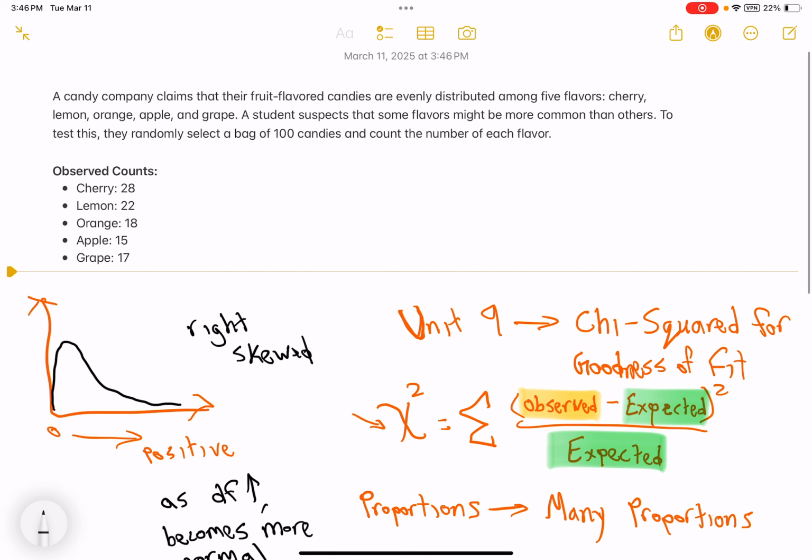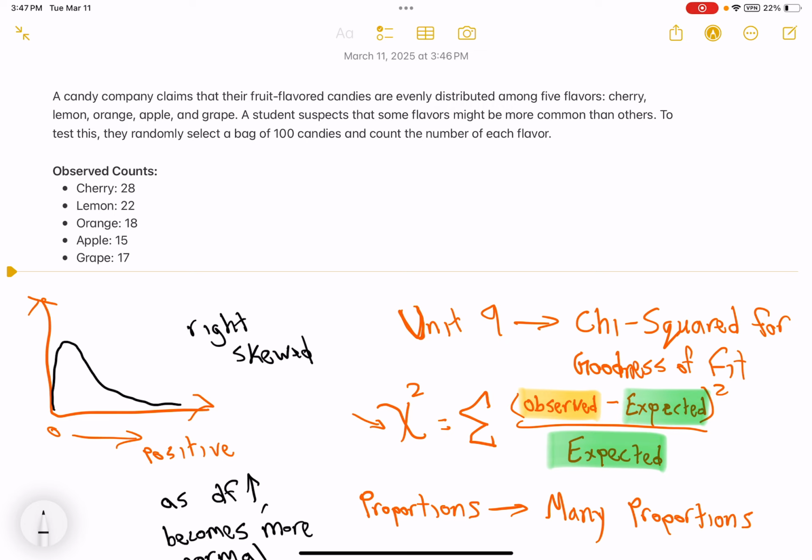Let's take a look at this example problem. I'm going to read it out loud really quickly. There's a candy company, and they have fruit-flavored candies. There are 5 flavors: cherry, lemon, orange, apple, and grape. The company claims that they have an equal amount of each of these flavors in any given bag. So we randomly select a bag of 100 candies, and we count the number of each flavor, and we find our observed counts.